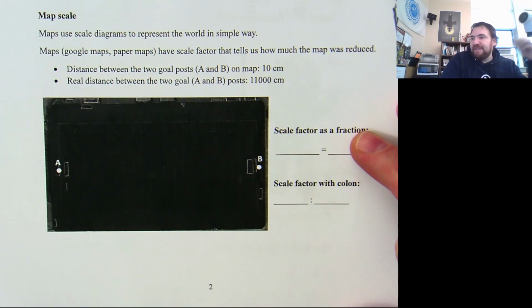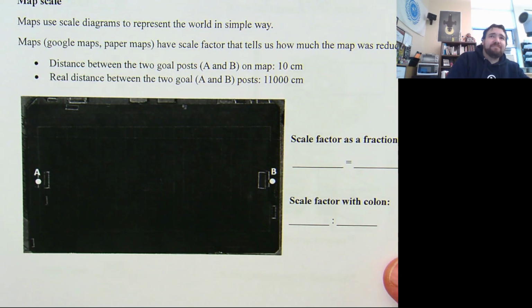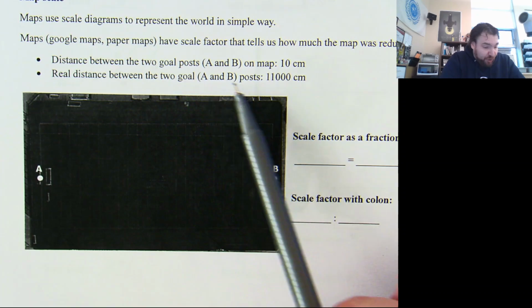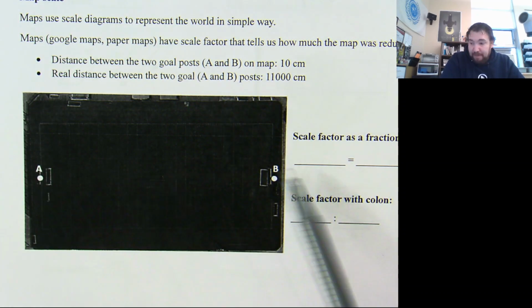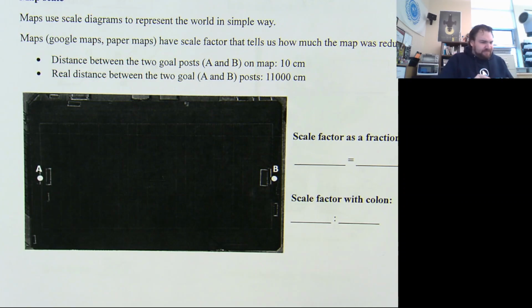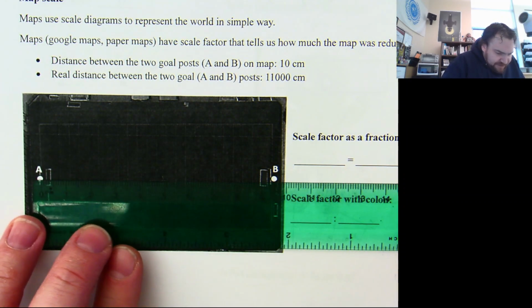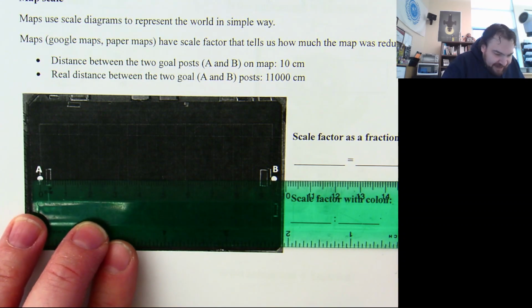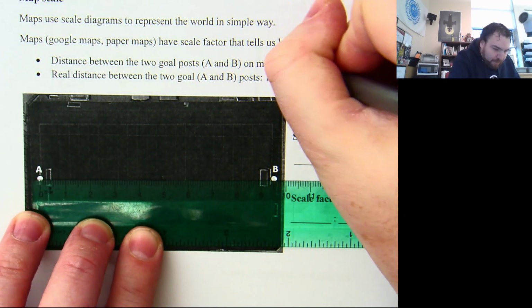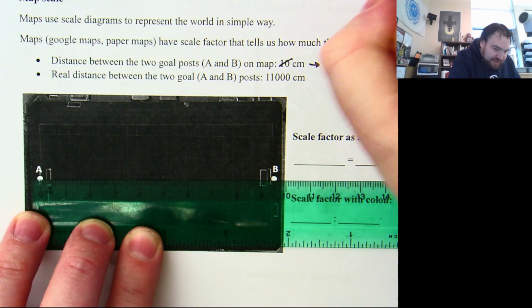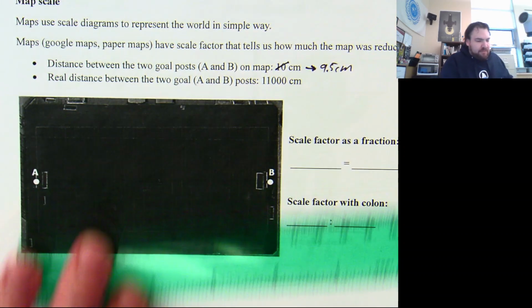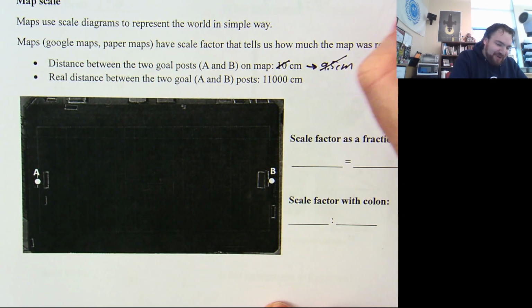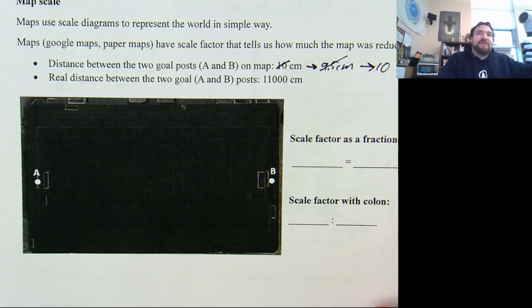So here's another version of that same map. The distance between the goalposts on the map, if we measure this out in this version of the map, the distance between A and B, it's not actually 10 centimeters, it's 9.5 centimeters. It would have been easier if it was 10. Let's just round that back up to 10 to make our life a little bit easier.